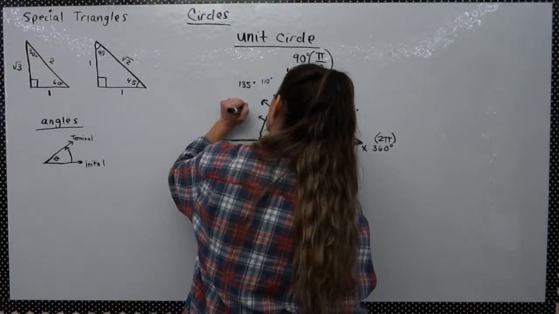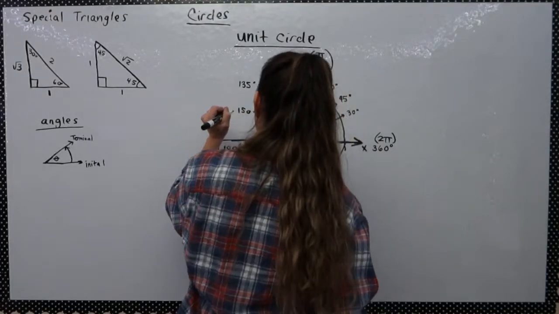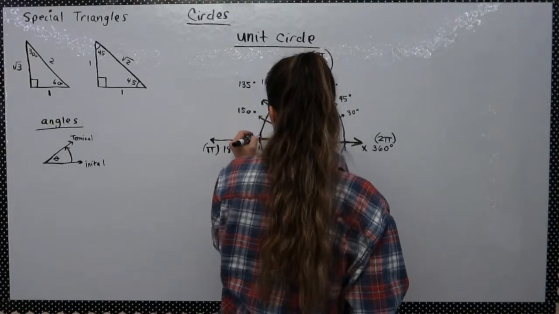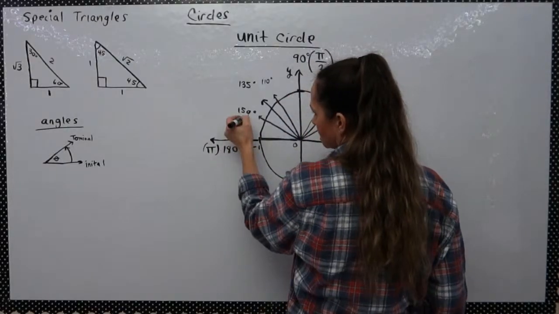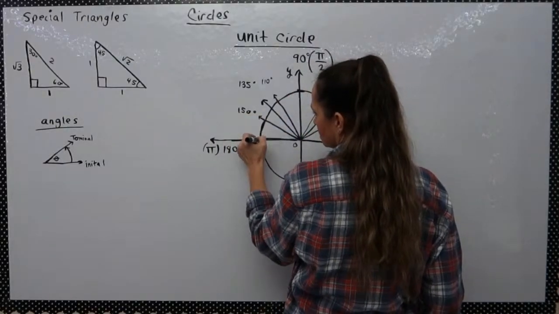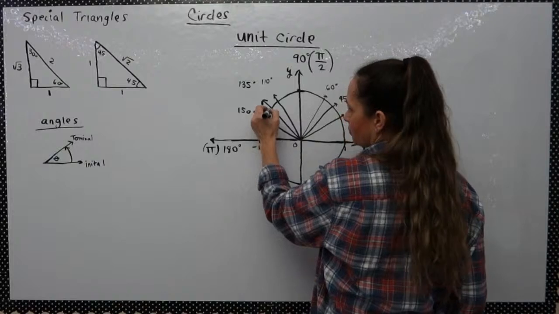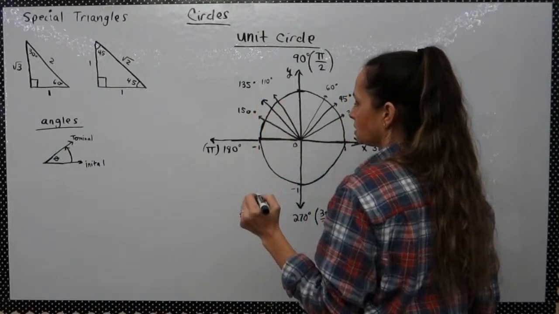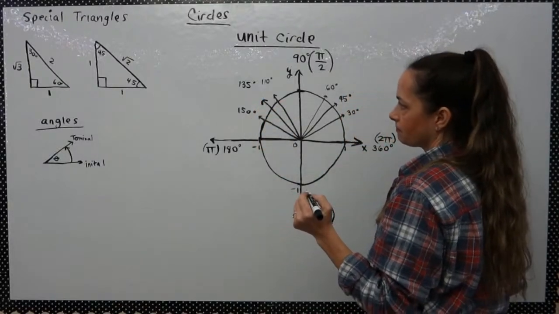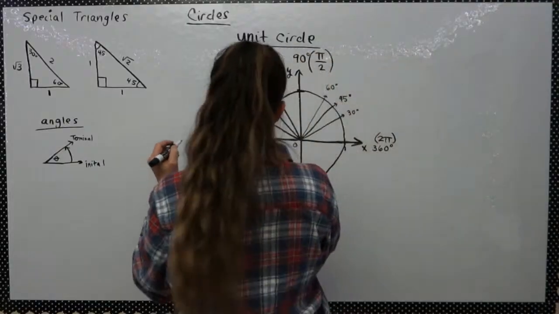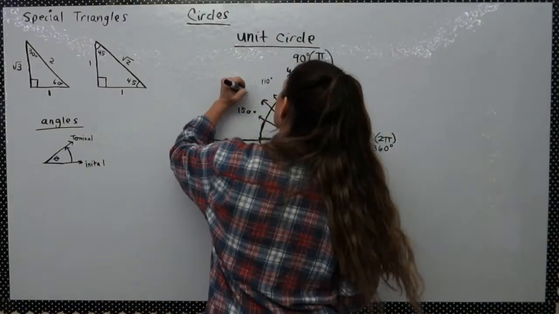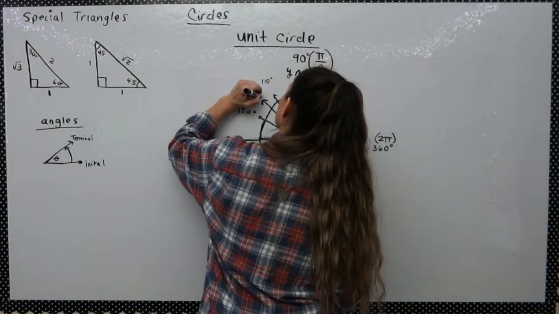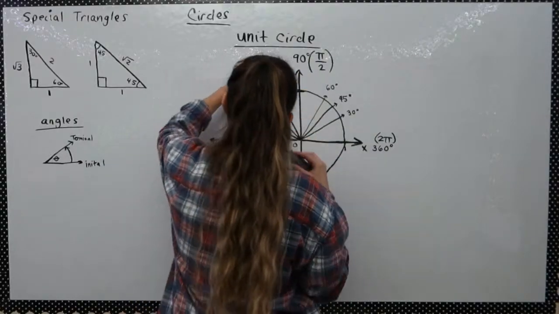150 degrees. So that would be 30. So 180 minus 30 would be 150. So we have that 30-degree, 45, and your 60. I'm going to try and write this one a little bit further here. 135. So it's right on that line from the 110.